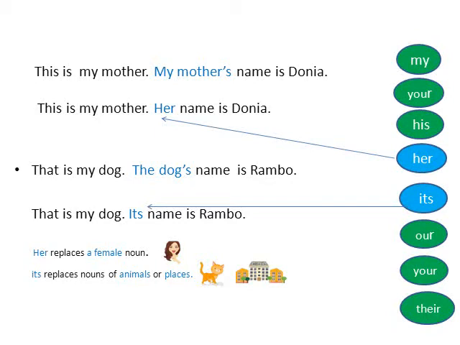That is my dog. The dog's name is Rombo. That is my dog. Its name is Rombo. So its replaces the noun the dog. Her replaces a female noun like a girl, a woman, sister, aunt. Its replaces nouns of animals or places. Example: cat, dog, elephant, home, house, school.